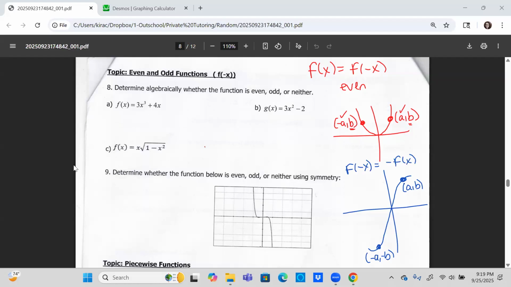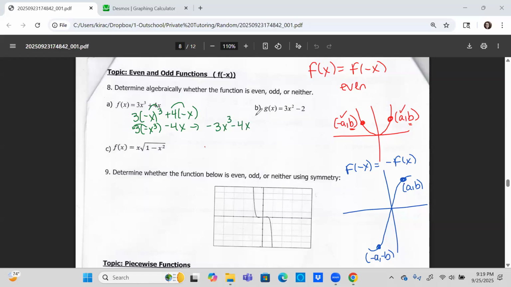Okay, so input negative x. So this would be 3 times negative x cubed plus 4 times negative x. A negative cubed is a negative. So this would be 3 times negative x cubed, and then this would be negative 4x. This negative will look better in front. So this is negative 3x cubed minus 4x.